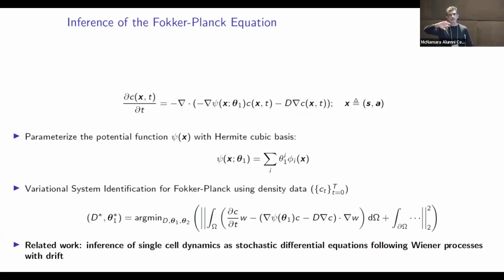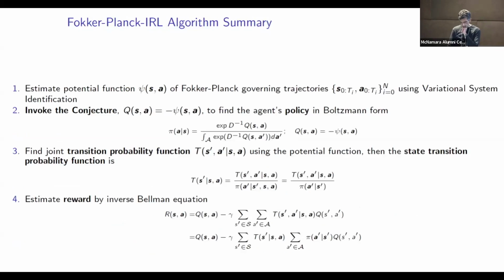The important aspect is that I need to be able to identify a Fokker-Planck equation here. If I can identify a Fokker-Planck equation and do inference, that gives me a transition function, from which all of this flows. What does this all give me? It gives me a way to do inverse reinforcement learning by infusing physics into this process. The physics comes from the Fokker-Planck equation. All right, just a summary of the algorithm.